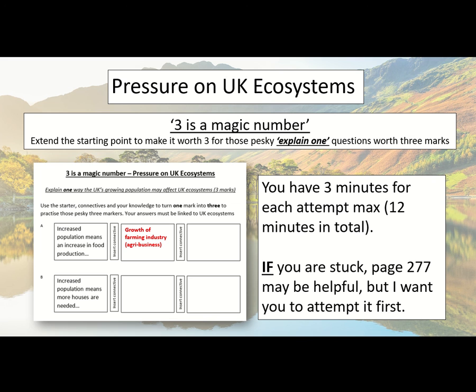So here you go, I've got some answers just put on there which are slightly different to the ones I verbally went over with you. So increased population means an increase in food production, so the growth of farming industry or agribusiness means fields are bigger, so hedgerow habitats are removed. That's another way you could go down.